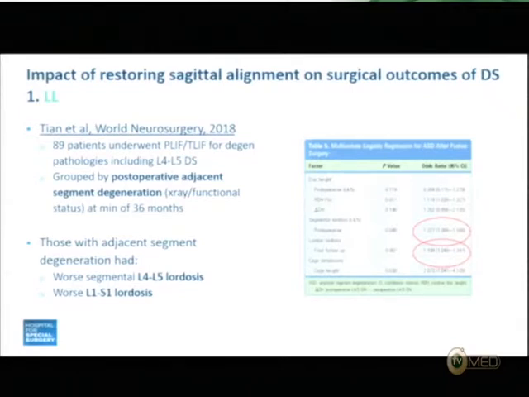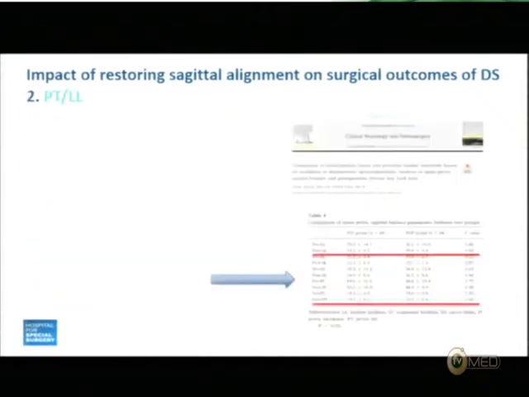Same in this study, where they looked at adjacent segment disease. They demonstrate that the patients who were more likely to have some imaging sign of adjacent segment disease were the ones with the worst segmental lordosis and the worst overall lordosis.